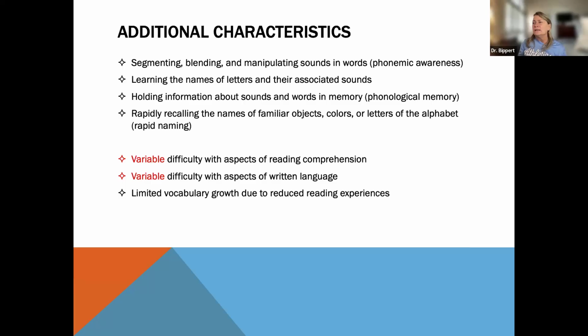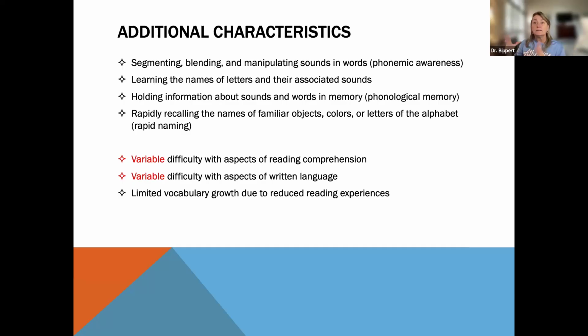With dyslexia, these are some possible issues students might have. It's a spectrum disorder, so you need to understand that two students with dyslexia will very likely have very different needs. Sometimes it's segmenting, blending, and manipulating sounds and words. Some students with dyslexia can do those things. Sometimes it's learning the names of letters and their associated sounds, holding information about sounds and words, rapidly recalling the names of familiar objects, colors.